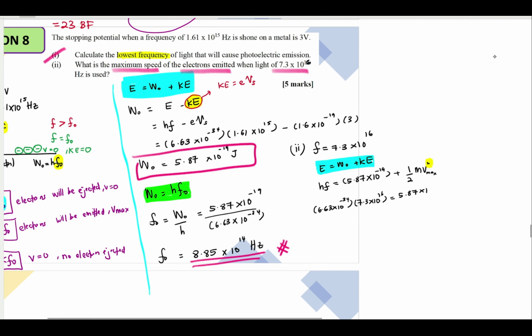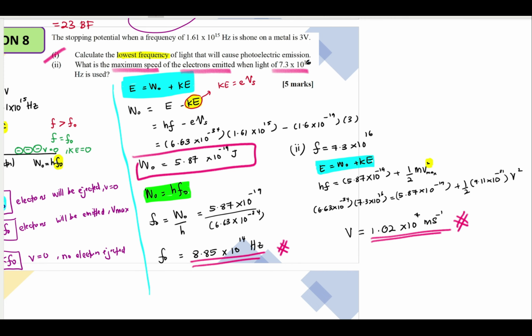You selesaikan lah, equal to 5.87 times 10 power of negative 19 plus half. This is the mass of the electron. Pastikan you masuk betul-betul. Tekan kalkulator pun kena betul. 10 power of negative 31 v squared. v tu yang you nak cari berapa nilai dia. Saya dapat dekat sini 1.02 times 10 power of 7 meter per second. Unit jangan lupa. Okay, so finish question number 8.